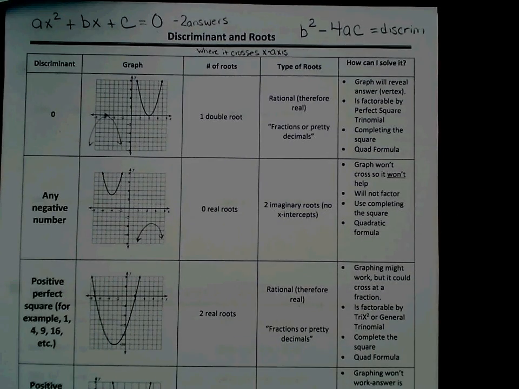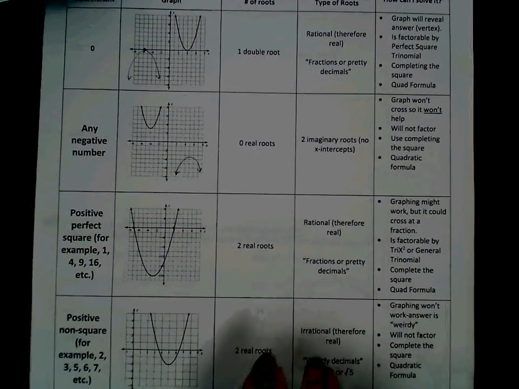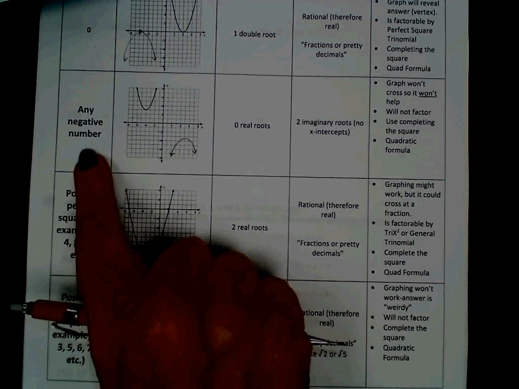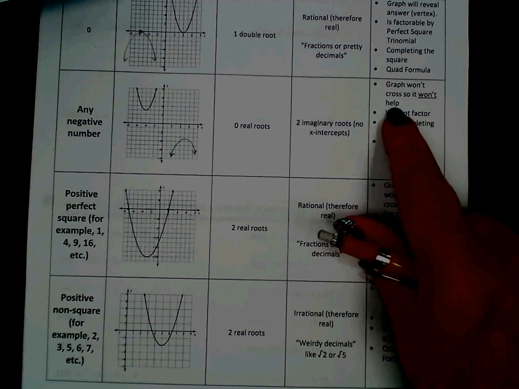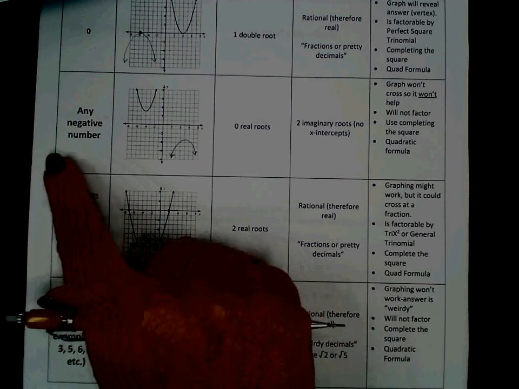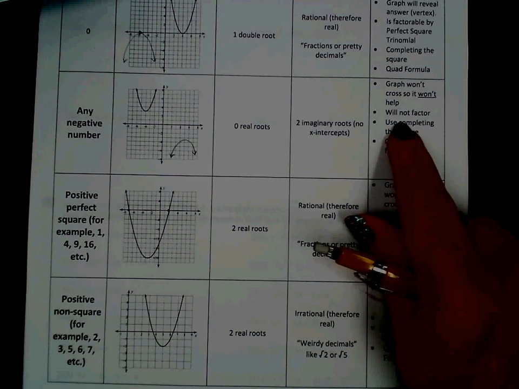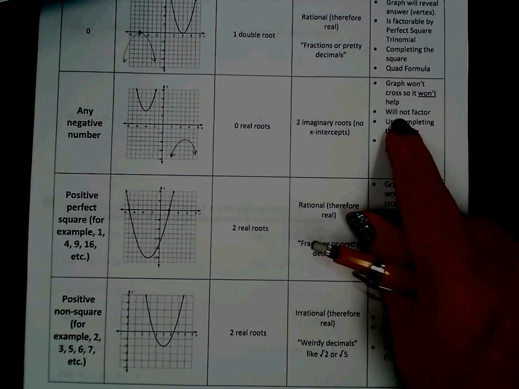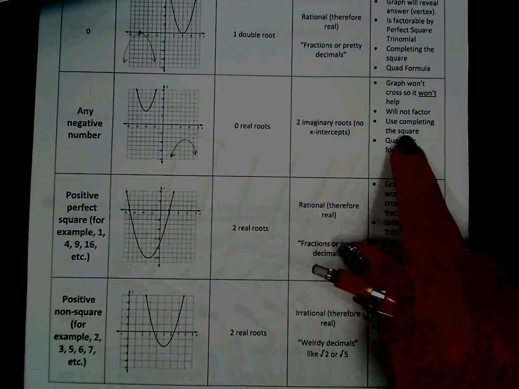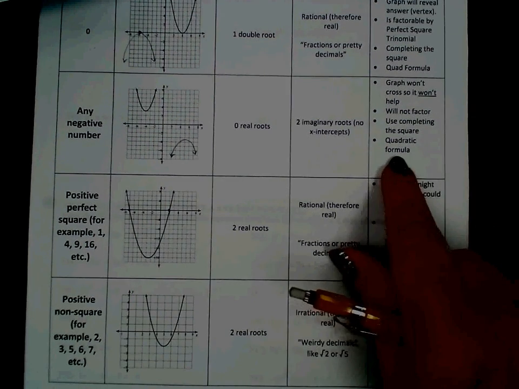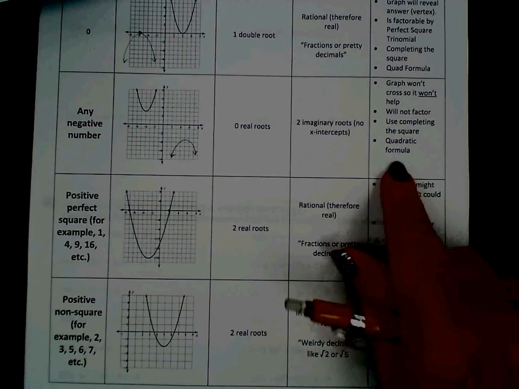If the discriminant is negative, graphing won't help, because it's not even going to cross the x-axis. If the discriminant is negative, the thing won't factor. You can only factor if the discriminant's positive. If the discriminant is negative, you can complete the square or you can use the quadratic formula.